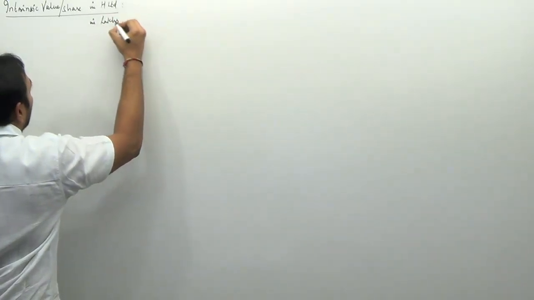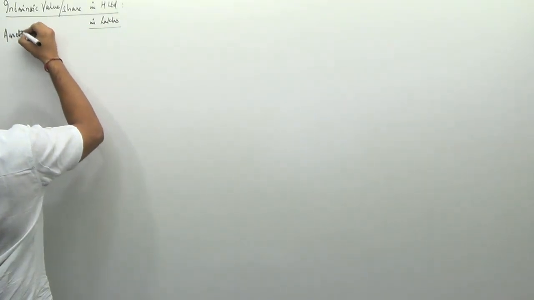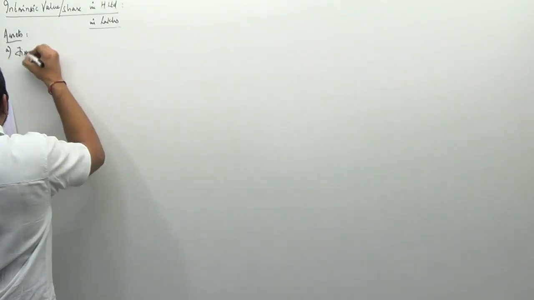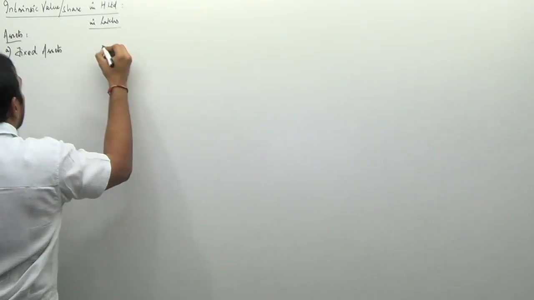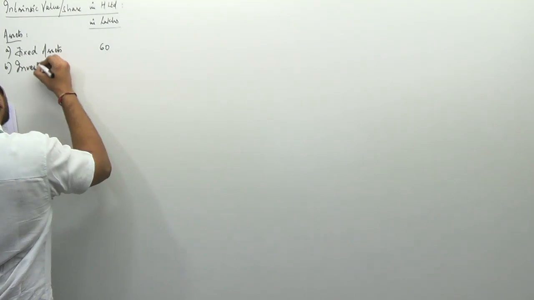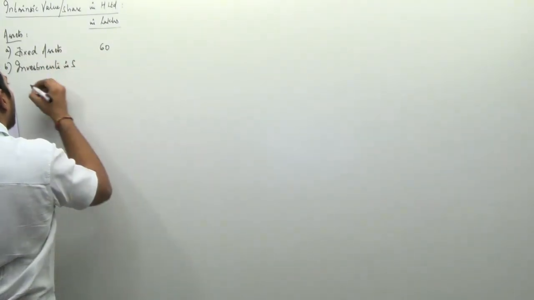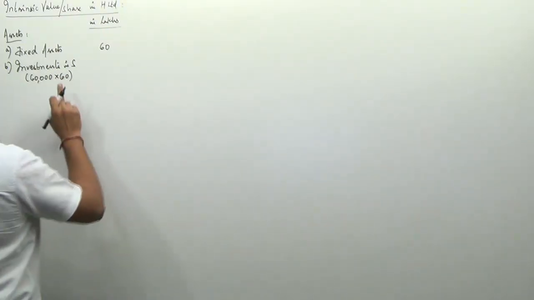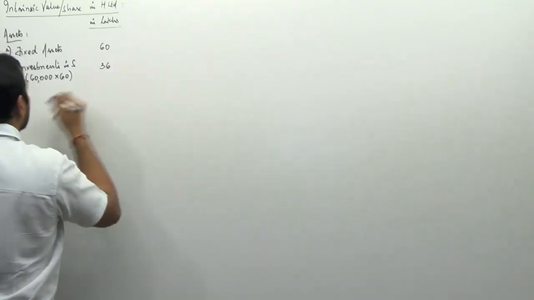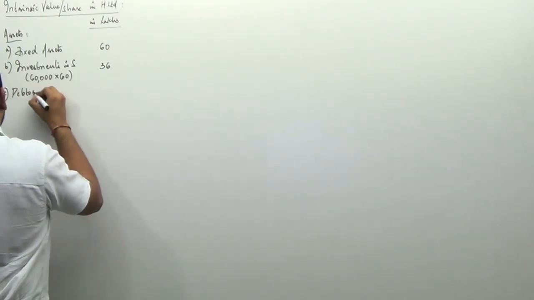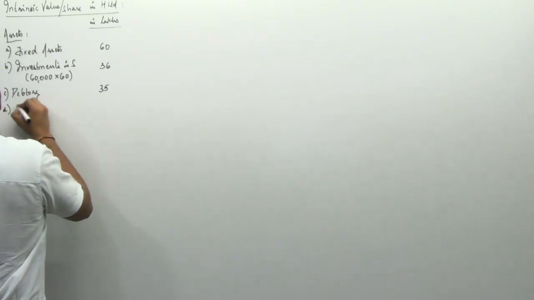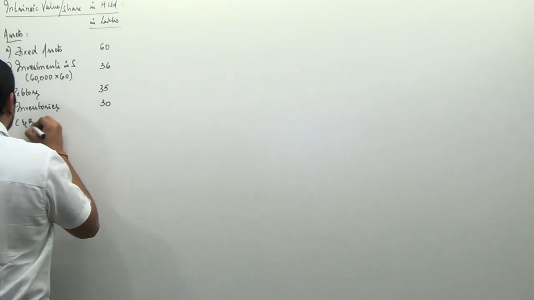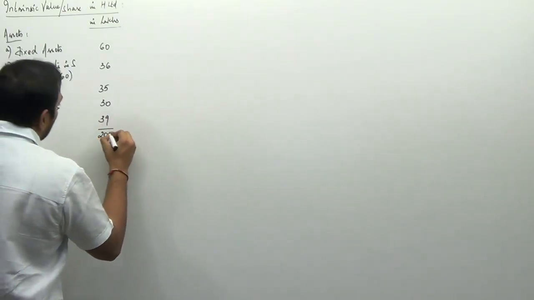All rupees in lakhs. Start with your assets. Fixed assets, investments in S Limited, 60,000 shares, each share valued at 60 rupees. First point, 50 rupees above nominal value, value per share of S Limited is 60 rupees, 36. Debtors 35. Inventory is 30, cash in bank 39, total assets are 200.